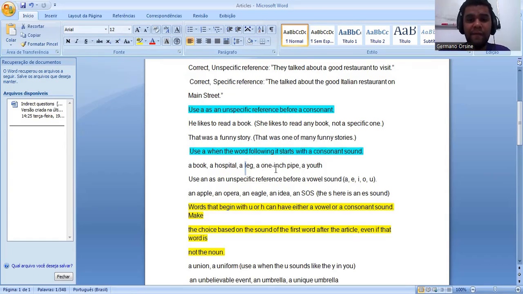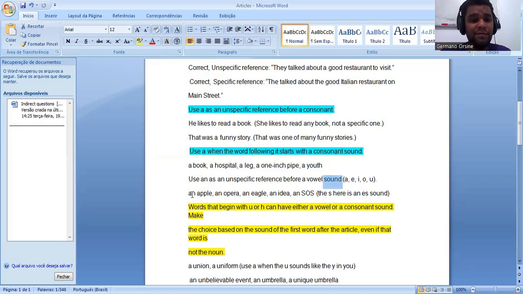Okay. A 1-inch pipe. Oh, you have to keep in mind that it doesn't need to be an actual consonant, but it needs to sound like a consonant. That's why I said consonant sound. It needs to sound like a consonant, okay? And we use an before vowel sounds. Keep in mind that what really matters here is the sound and not the letter itself, okay?